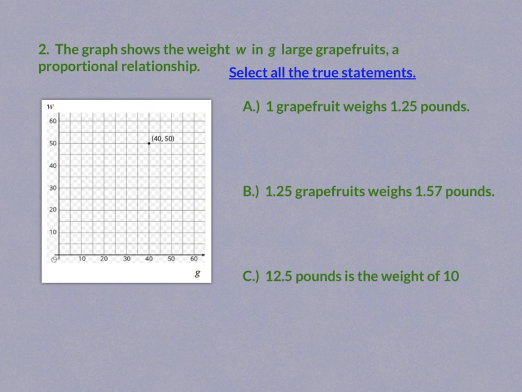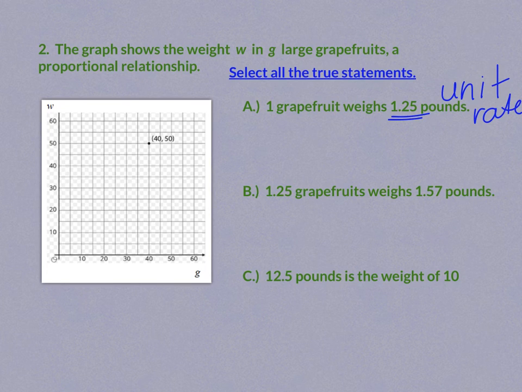Our next question. This graph shows the weight W of G large grapefruits, which is a proportional relationship. Okay, so the first thing I know is that a grapefruit weighs 1.25 pounds. Well, I don't know that. I should say I'm selecting the true statement. So this is the first thing that it says to me. So I know that, of course, is the unit rate that they're talking about. So the first thing I need to do is discover the unit rate.